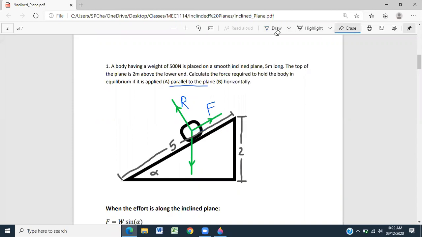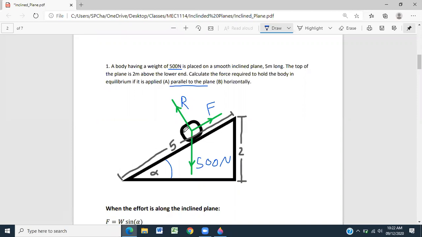And of course, as I said, 5 meters long and 2 meters high, 2 meters above the lower end, or above ground. So this should give us a sense of how steep this inclined plane is, and from that, we can go about deducing all sorts of angles. So here, we notice the body has a weight of 500 newtons, and that, of course, acts vertically downward. Nothing new, nothing unusual about this setup. So let's try and analyze it with things we already know.